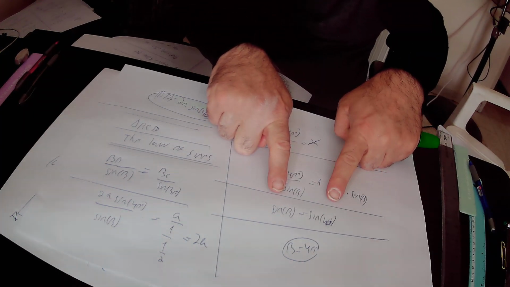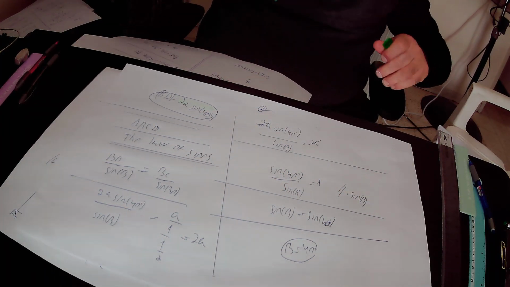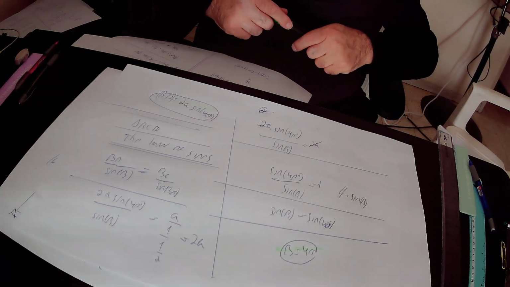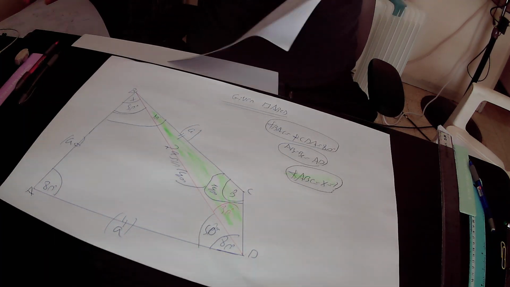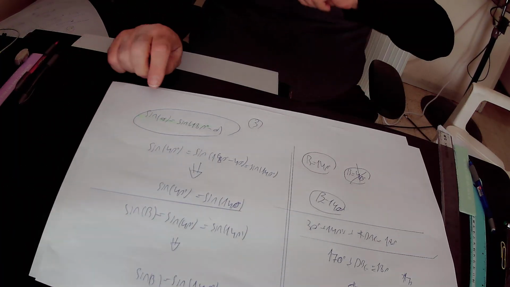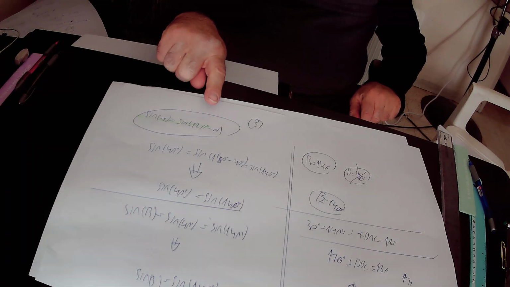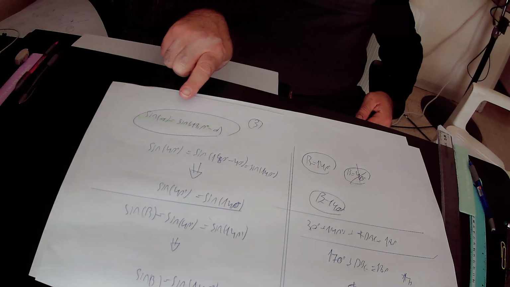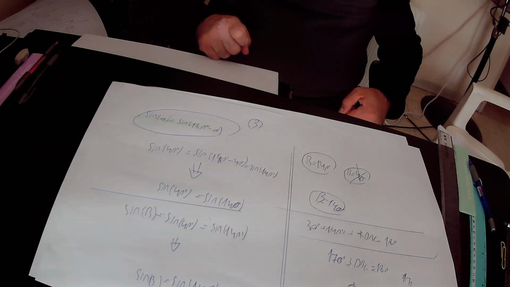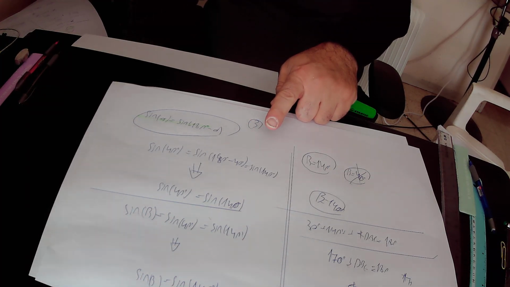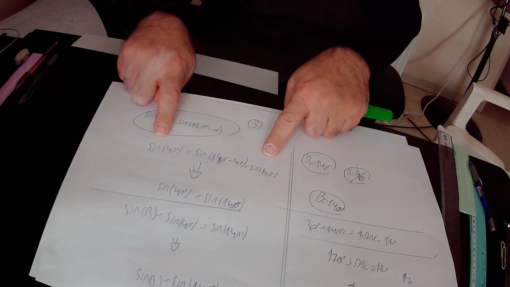If sine beta equals sine 40 degrees, it means that beta equals 40 degrees in size. This is the first solution for beta, but we have another solution according to the following trigonometric identity: sine alpha equals sine of 180 degrees minus alpha. So according to this identity, sine 40 degrees equals sine of 180 degrees minus 40 degrees. 180 degrees minus 40 degrees is 140 degrees, so sine 40 degrees equals sine 140 degrees.